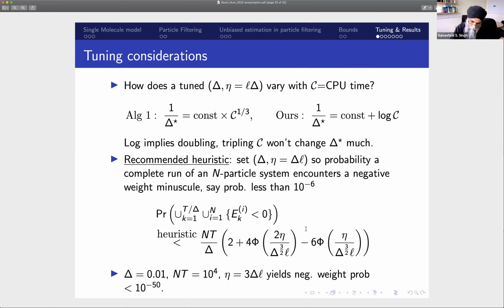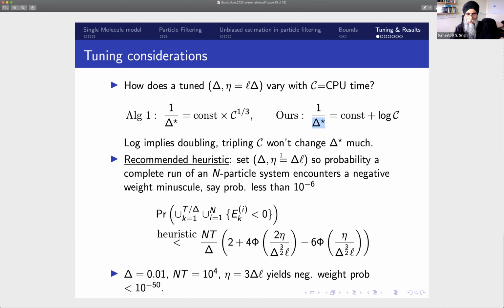Okay, so I said I don't want to play any tuning game, but let's just say you did play a tuning game. If you had a bigger CPU budget, you have to find the best delta for algorithm 1. And that best delta can change significantly, because 1 over delta will increase like C to the power 1/3. Whereas for our method, because of the log C dependency, the 1 over the best delta increases with only log C. So even if you double or triple the CPU budget, you're not going to change whatever tuned delta star you found before. It's still going to work. But we don't advocate this tuning game.